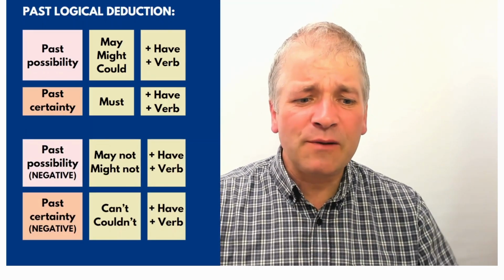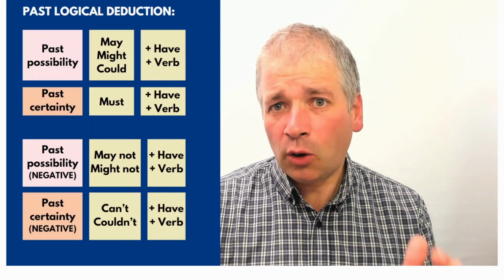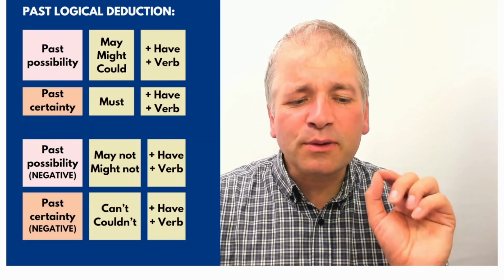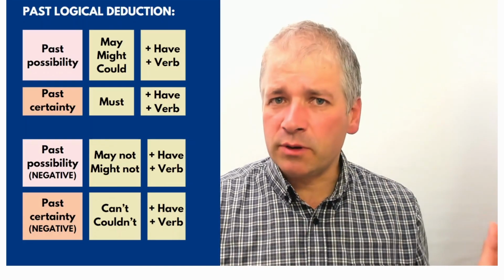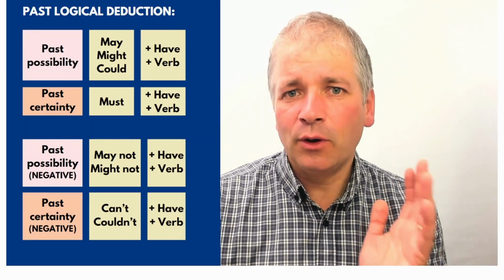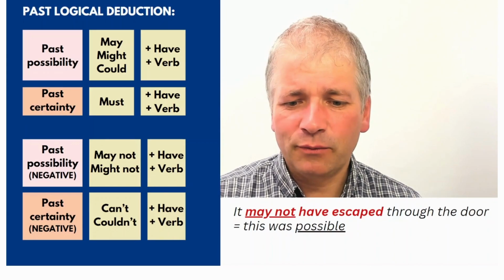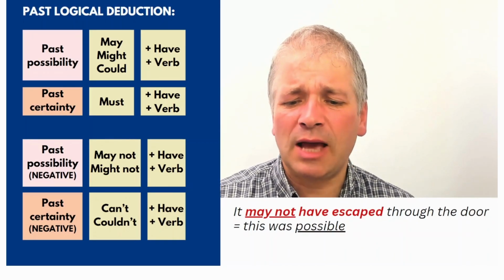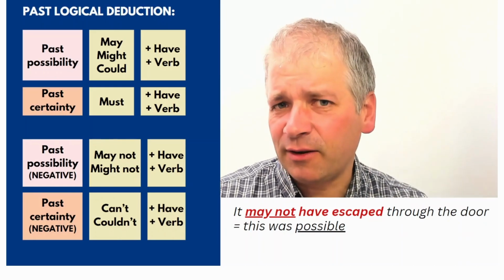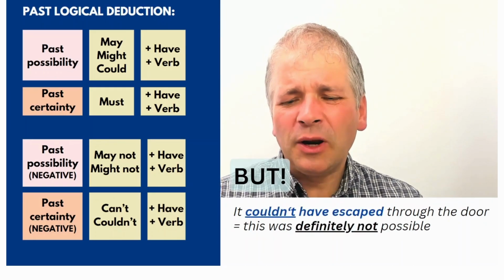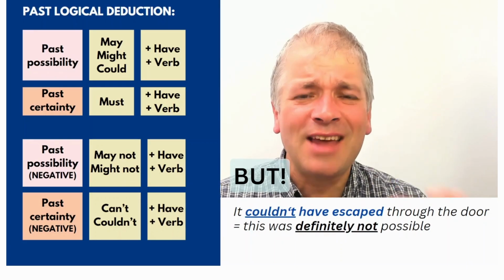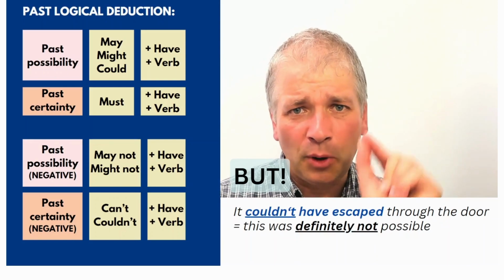Past possibility for negatives uses may not or might not with have and the verb. But for past certainty, which is negative, we don't use must. We use can't or couldn't followed by have and the verb. For example, it may not have escaped through the door means this was possible but in a negative sense. But it couldn't have escaped through the door means this was definitely not possible.